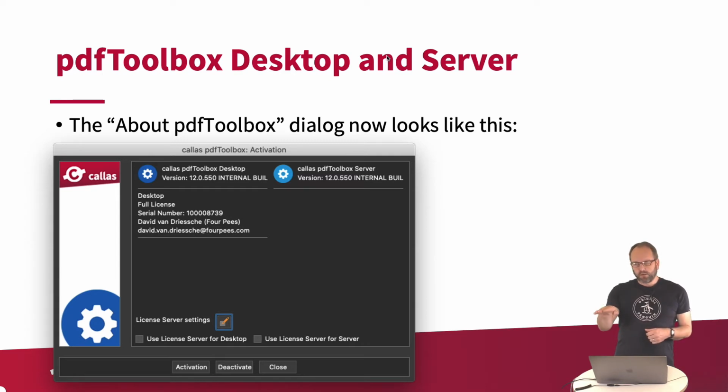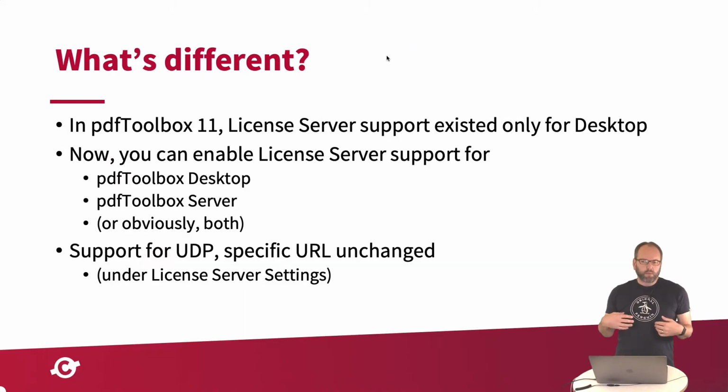And now, you can see it on the very bottom of that about dialog, there is an additional checkbox that says use license server for server. And that means that if you launch pdfToolbox server, instead of looking for local license information, it will look for the license server. And the way it looks for the license server is still the same as before. That has not changed. So you can do UDP, or you can use specific URLs or IP addresses. That is still the same, but now it can work for both desktop and server.